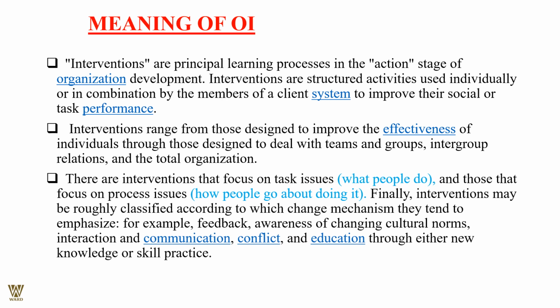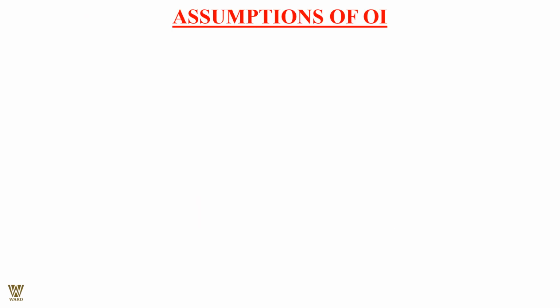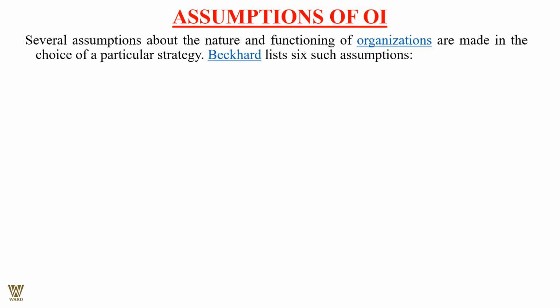These focus on task issues, as in what people are doing, and on the process, as in how people are doing it. So interventions can be roughly classified by change mechanism. They tend to emphasize examples, feedback, awareness of changing cultural norms, interactions, communications, conflict, and education through either knowledge or skills practices. Assumptions of OI: several assumptions about the nature and function of organizations are made in the choice of a particular strategy. Beckhard has six such assumptions.